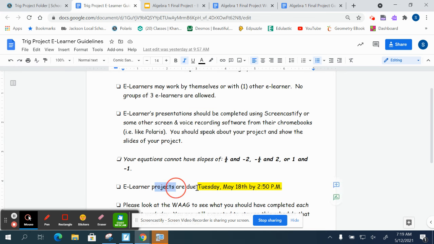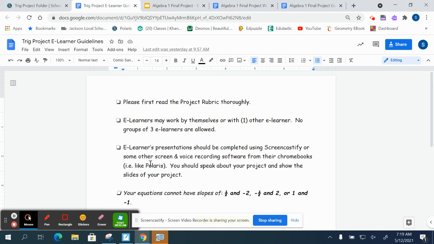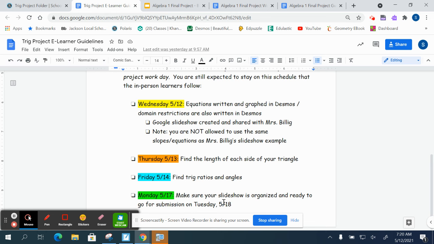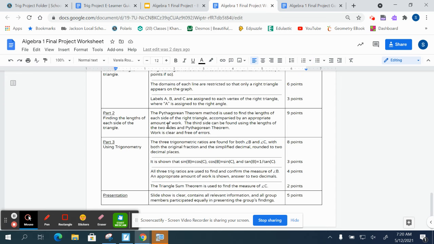And then here's the due date again. And then these are all things that I mentioned. For your project, you guys can work by yourself or with one other person. And then here's the schedule of what you should be doing each day. So I kind of organized it to make sure that you stay on track.